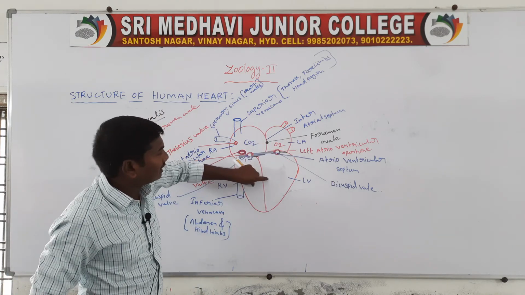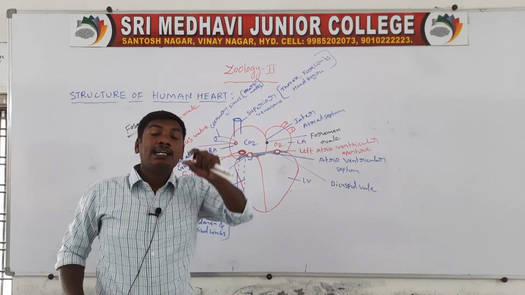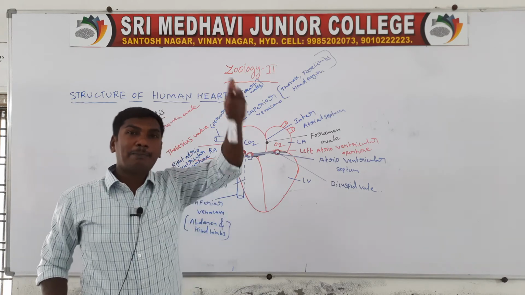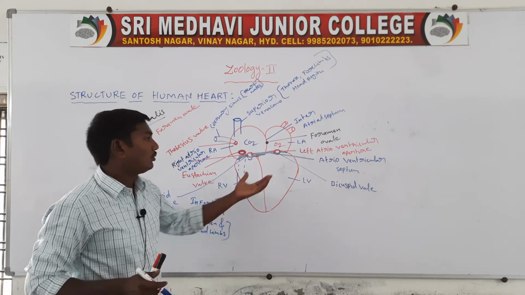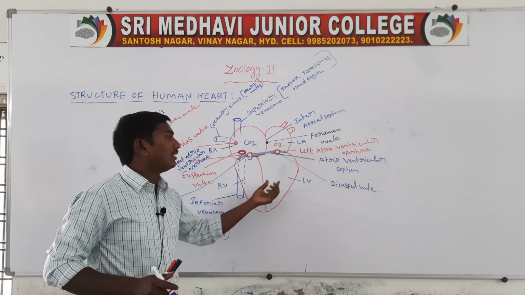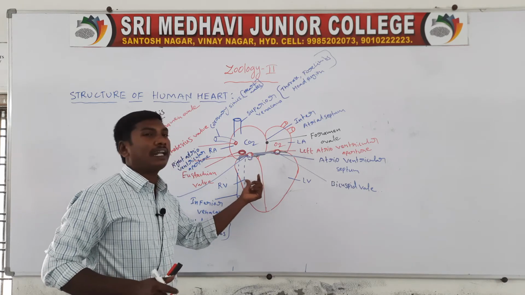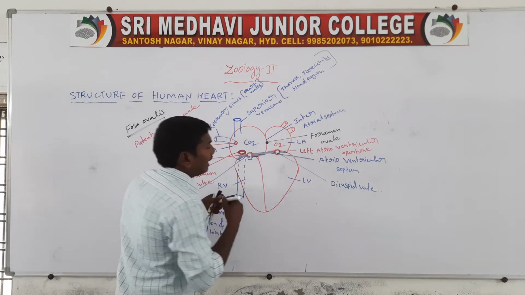Next one, ventricles. The ventricles are thick walled blood pumping chambers. The left ventricle is larger than the right ventricle.